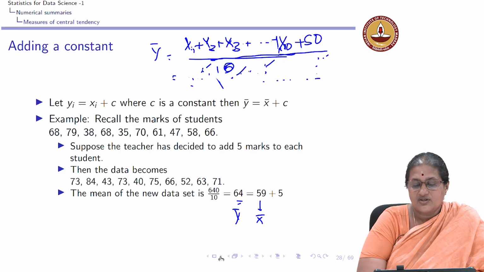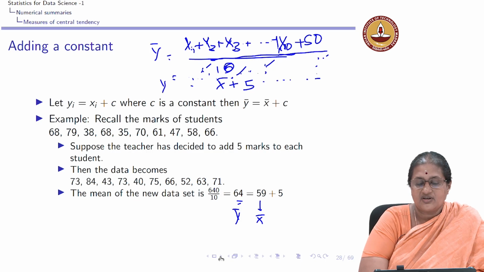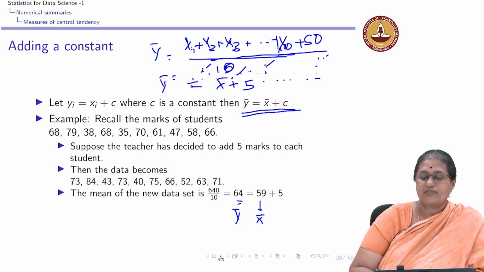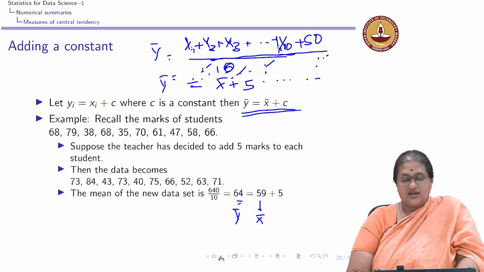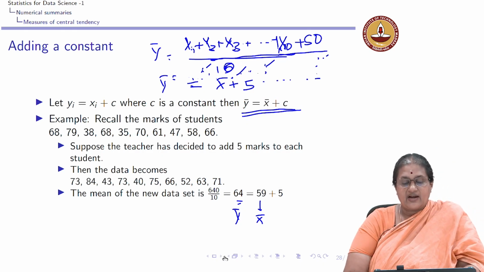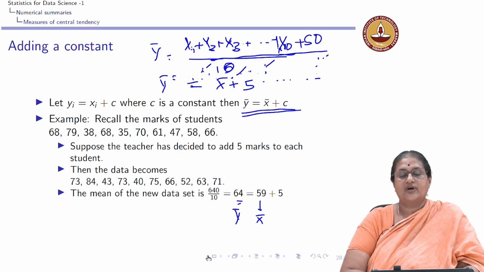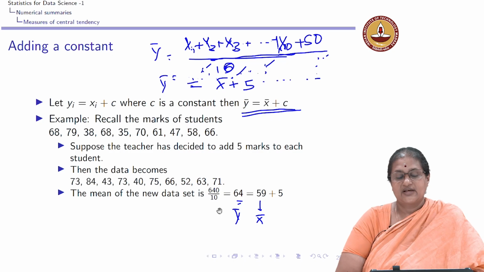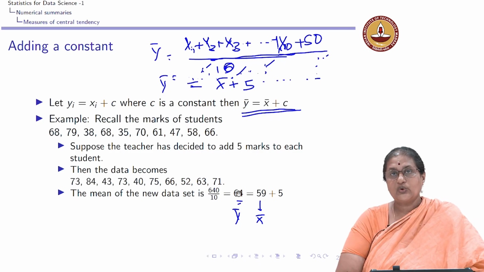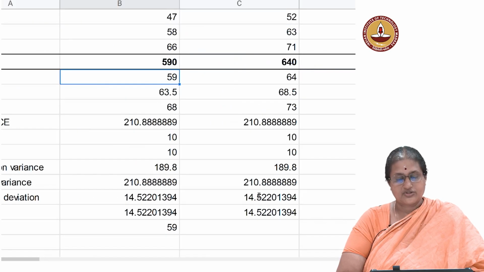Okay. So, I have this as my x bar, and 50 divided by 10 is 5, this is the constant. So, I have y bar, which is equal to x bar plus c. So, in summary, when I add a constant to every data point, the mean of the new data set is the old mean plus the same constant.